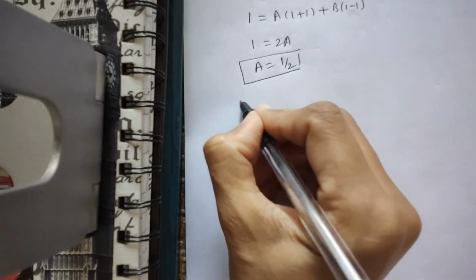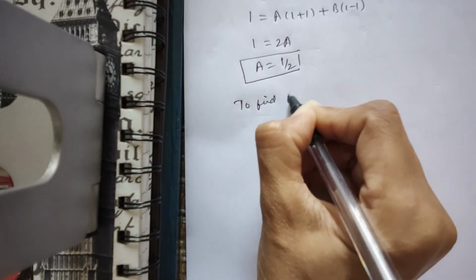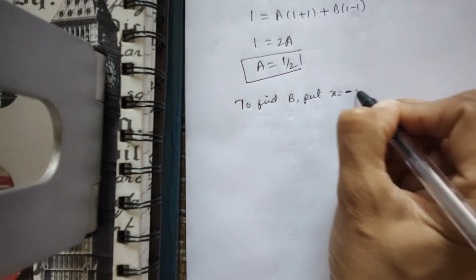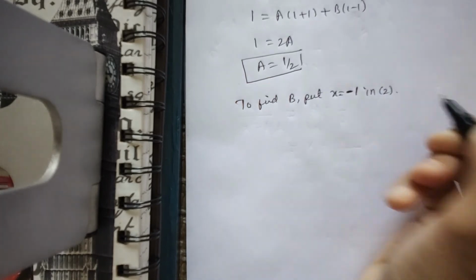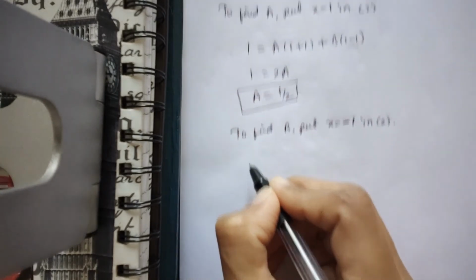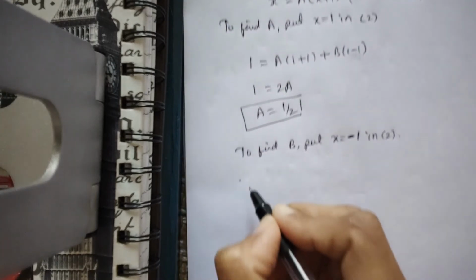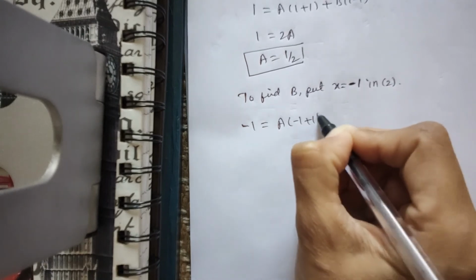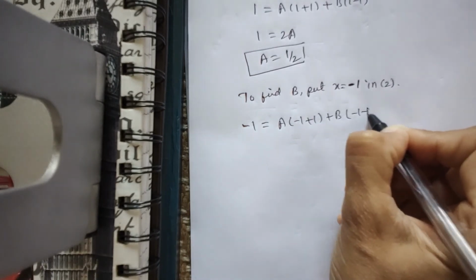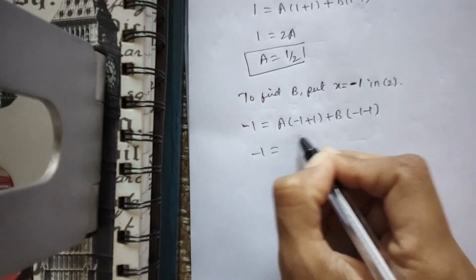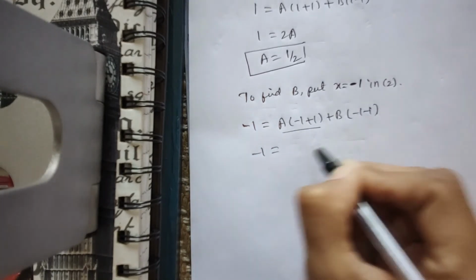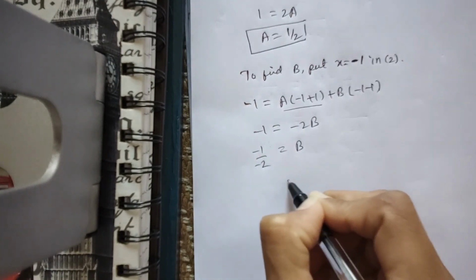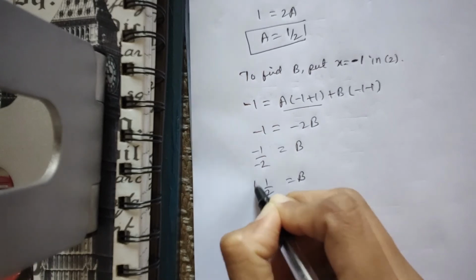Okay, now to find b, put x equal to minus 1 in equation 2. So what will I get? Just put here. Okay, so minus 1 equal to a into minus 1 plus 1 plus b into minus 1 minus 1. So minus 1 equal to, this becomes 0, minus 2b. So b equal to minus 1 by minus 2. So b equal to 1 by 2.